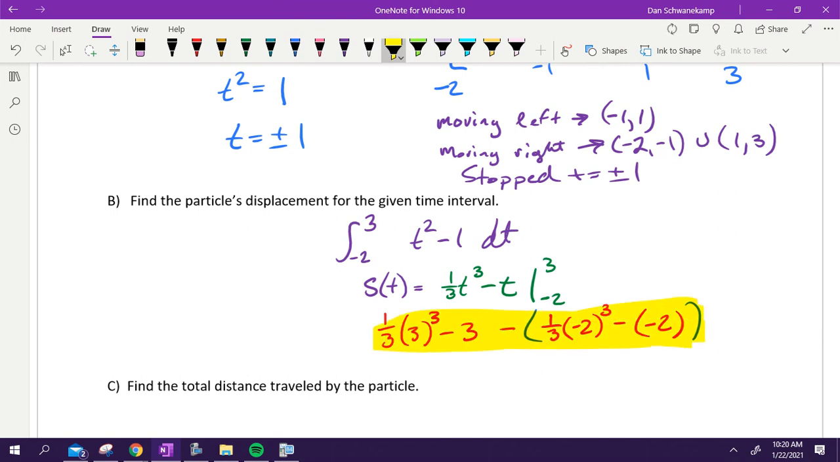A lot of you on your free response lost points because you did some math that you thought you could do and you couldn't get there. Anybody get an answer for that? What'd you get, Dylan?